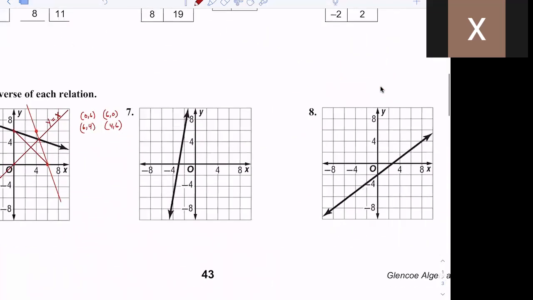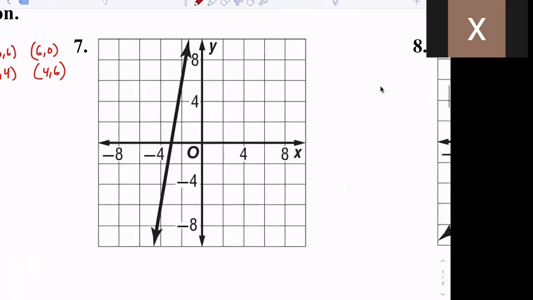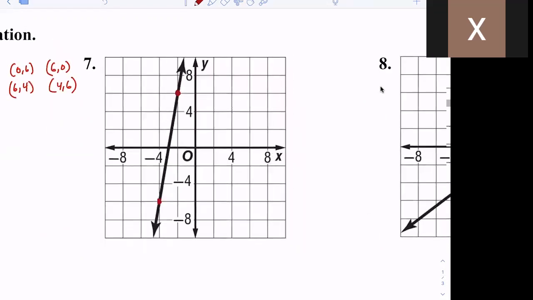So let's try to graph that for number 7. Everybody try to find 2 points. Then you can see if you match up with my points. So I'm thinking this point right here. I'm thinking this point right here. So I'm looking at 2 points and I'm calling them what?